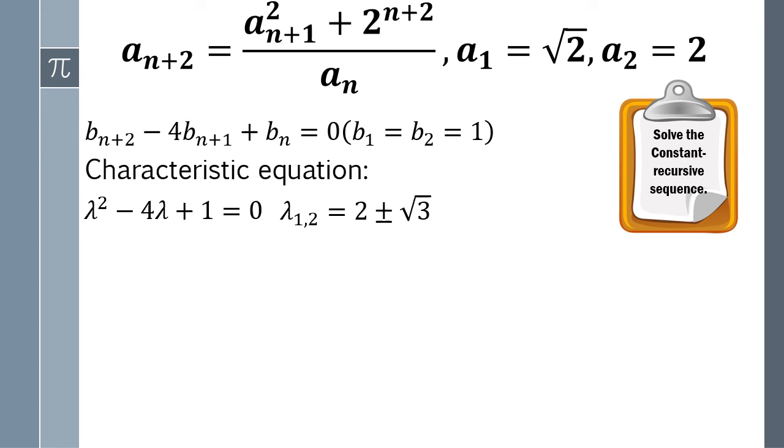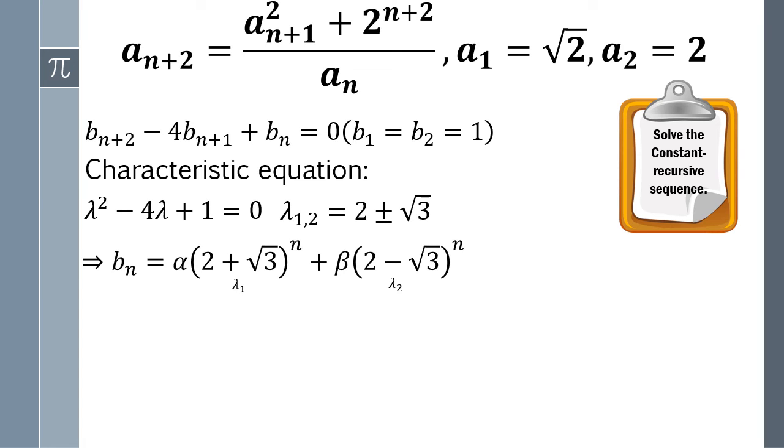The two roots of this equation are 2 plus or minus the square root of 3. Then, the closed form expression of b_n can be written as alpha times lambda_1 to the nth power plus beta times lambda_2 to the nth power. Here, alpha and beta are two unknowns that we need to solve. To find the values of alpha and beta, we just need to let n be 1 and 2.